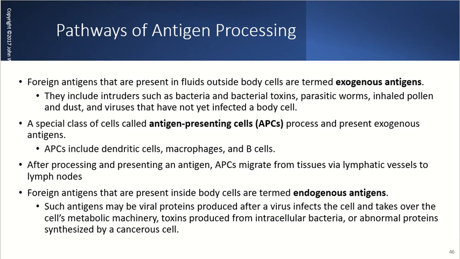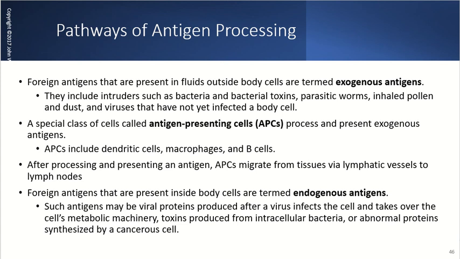We have a couple of different pathways of antigen processing. Foreign antigens that are present in fluids outside the body's cells are called exogenous antigens. These include intruders such as bacteria or bacterial toxins, parasitic worms, inhaled pollen or dust that's going to give you those terrible allergies if you're maybe living in the South, as well as any viruses that have not yet infected the body's cells.